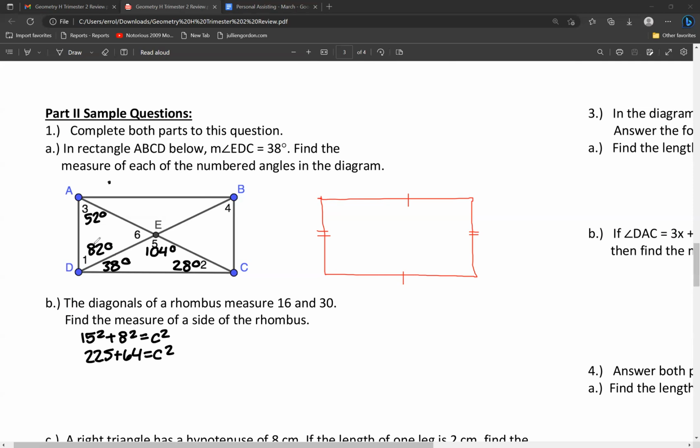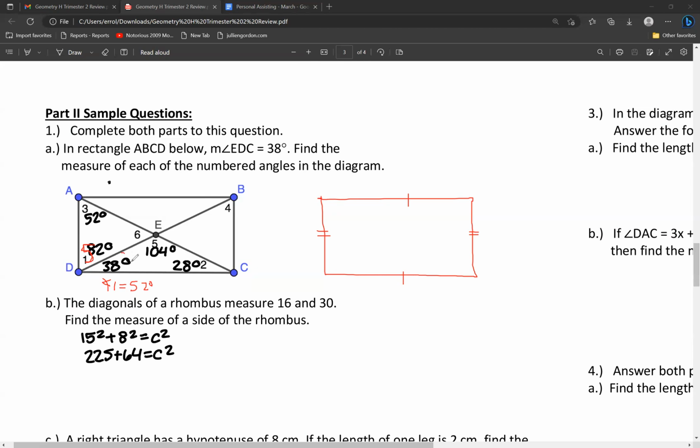So this is not a 28. This is 52 then, right? 52. Okay, so angle 1 equals 52 degrees, right? Yeah. Okay, so we're good there. What else do we know?